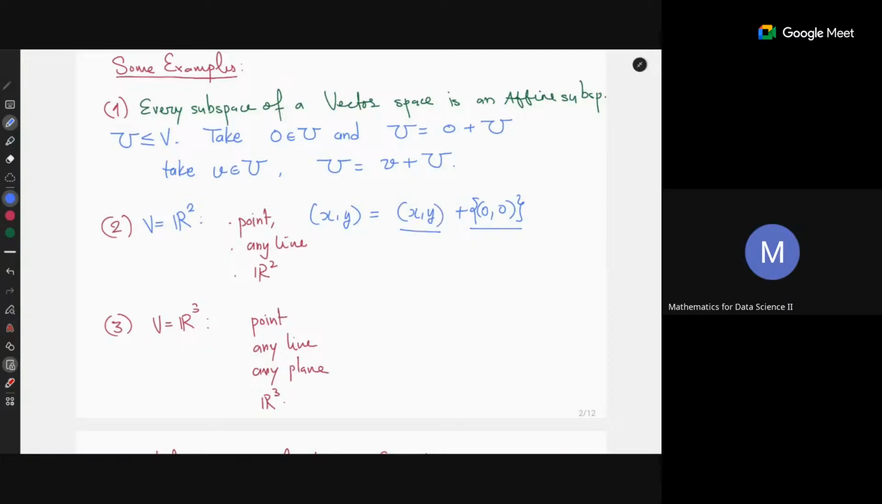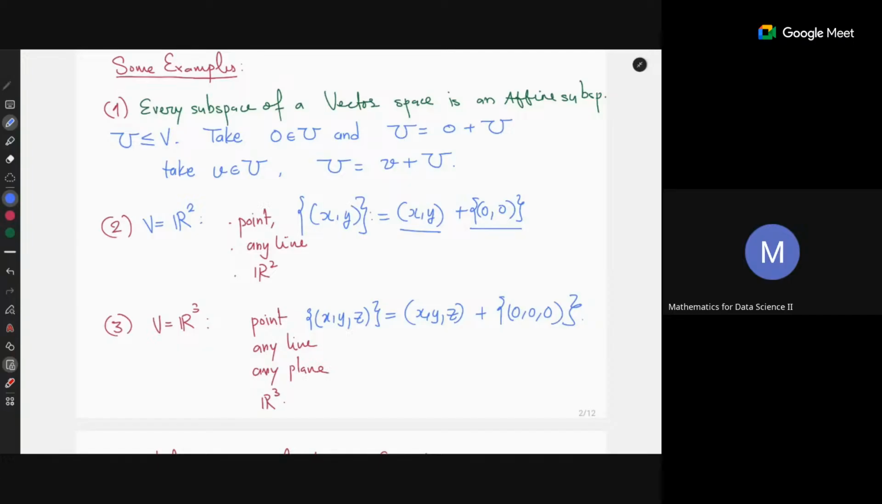Okay, so this can be written as this subspace. Any point can be thought of as point plus zero subspace. Hence, any point in R2 is an affine subspace. Similarly, any point in R3 is an affine subspace. The same argument goes with R3 as well.